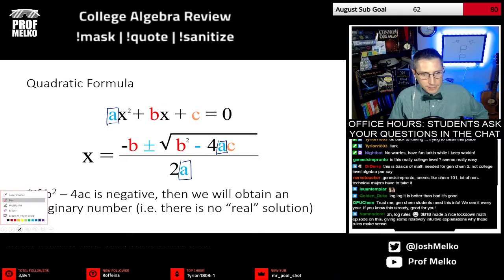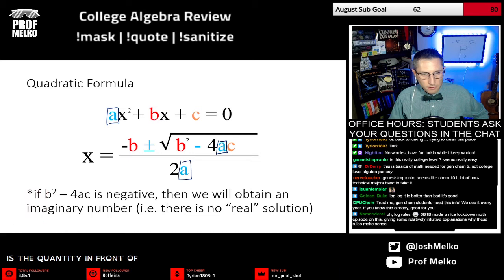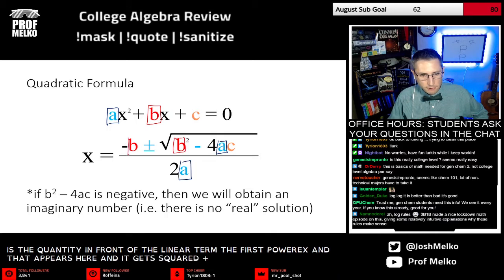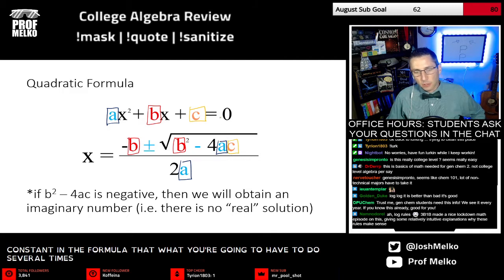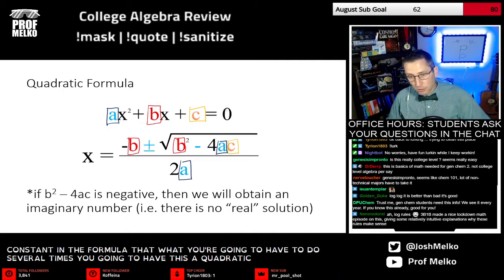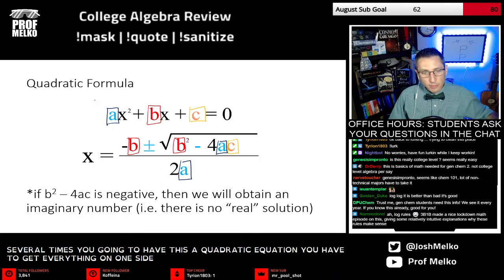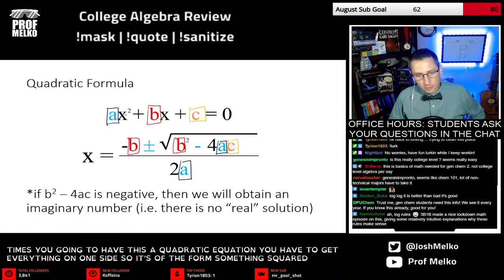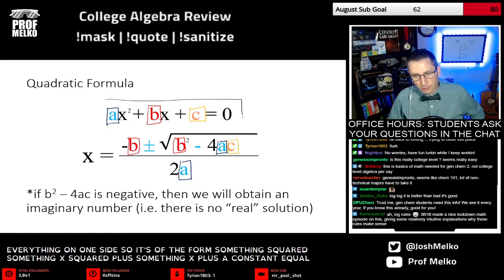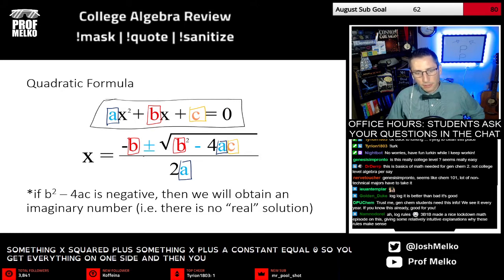Okay. B is the quantity in front of the linear term, the first power x, and that appears here, and it gets squared, and here. Okay, and C is the constant in the formula. So what you're going to have to do several times, you're going to have this quadratic equation. You have to get everything on one side, so it's of the form something x squared plus something x plus a constant equals 0. So you get everything on one side, and then you plug in the quadratic formula.